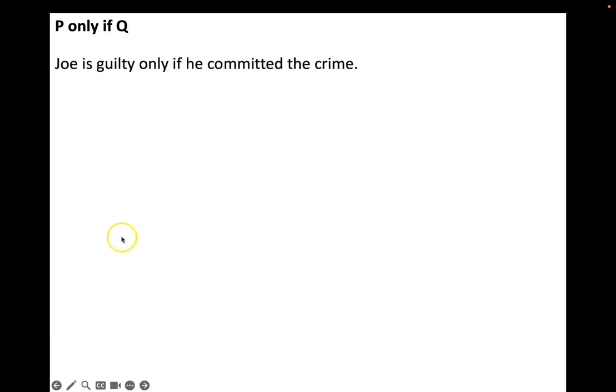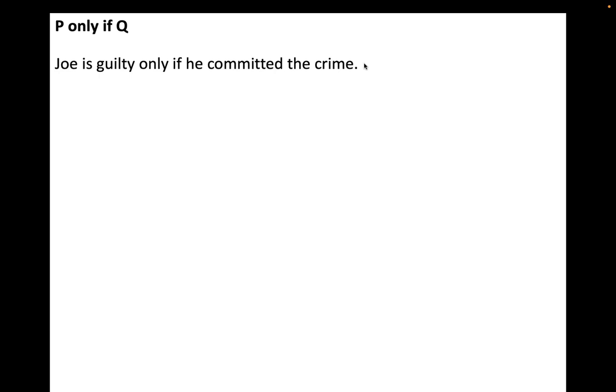All right, now let's look at only if. So sometimes we have preceding the word if or somewhere else in the sentence only, as in Joe is guilty only if he committed the crime, or you might say Joe is only guilty if he committed the crime. Either of those is the same. So let's think about what Joe is guilty only if he committed the crime means. Well, it means that the only way he could be guilty is by having committed the crime.